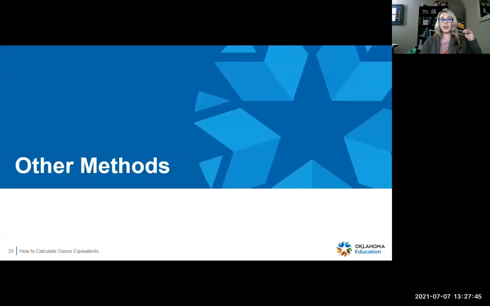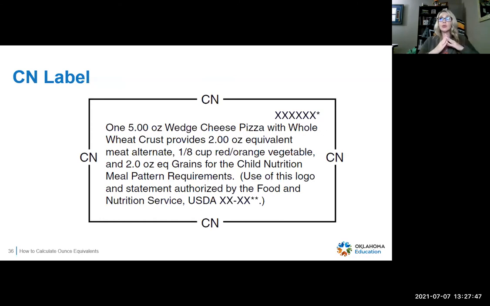So there are other methods, and we talked about CN labels. If you look here, this is a CN label. Again, schools have been doing the ounce equivalent since 2012. So as you can see here, it says 2 ounce equivalent meat alternate, 2 ounce equivalent grains. If you have been using CN labels, they're all fine. They all say grain, they all say ounce equivalent. They have for several years.